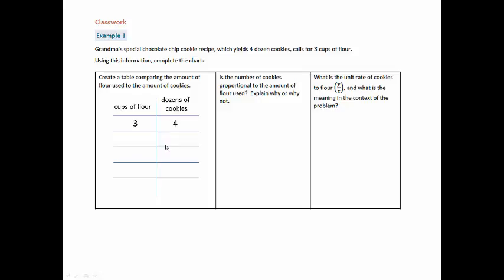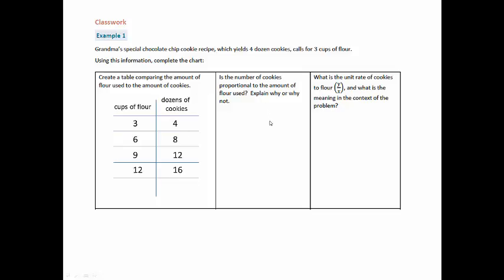We can fill out the rest of the table by multiplying both parts of this ratio by the same value. If I multiply both 3 and 4 by 2, I get 6 cups of flour will give me 8 dozen cookies. If I multiply both 3 and 4 by 3, I get 9 cups of flour and 12 dozen cookies. And then if I multiply both 3 and 4 by 4, I get 12 cups of flour gives me 16 dozen cookies. So here is a table that shows the relationship between the cups of flour and the dozens of cookies. It is a table of equivalent ratios.